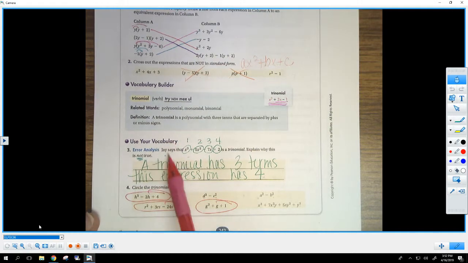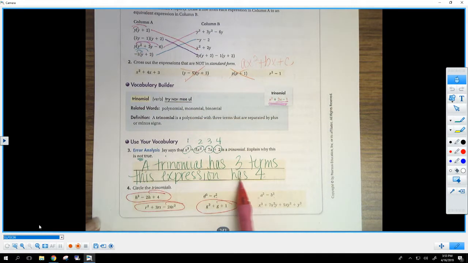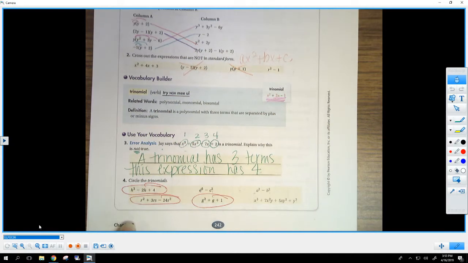So it says, Jay says that this expression is a trinomial. Why is it not true? Well, it's not true because as you could see, I circled the terms. 1, 2, 3, 4 terms. So a trinomial has 3. This expression has 4 terms.